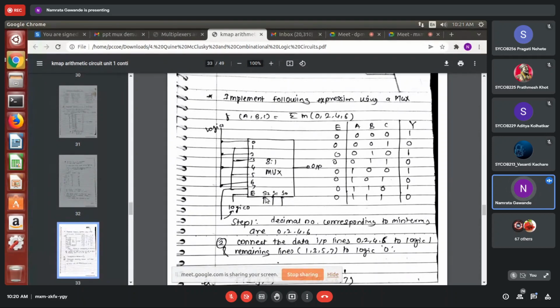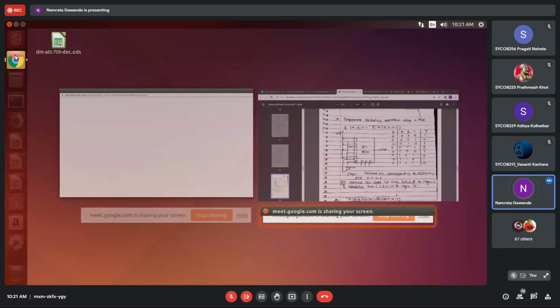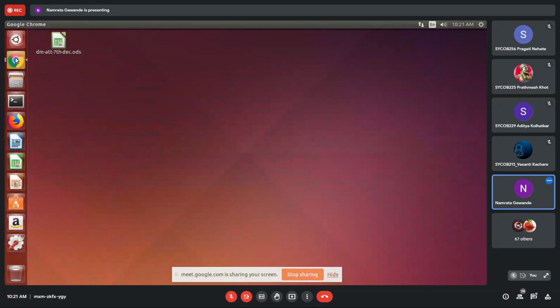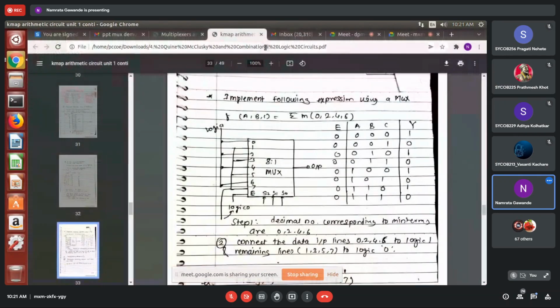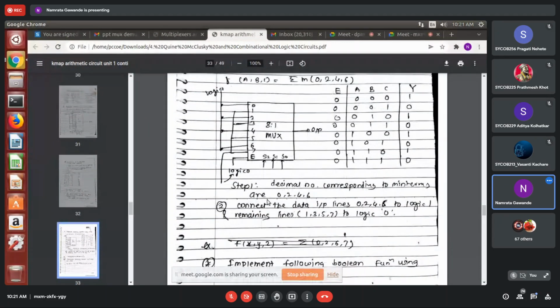See, with these 3 select lines, I can select any one of the combinations, right? With these 3 select lines, anything from 0 0 0 to 1 1 1. So if you understood this particular relationship, you will understand this particular part. Decimal number corresponding min terms are 0 2 4 6. Connect the data input lines 0 2 4 6 to logic 1 and the remaining lines to logic 0.